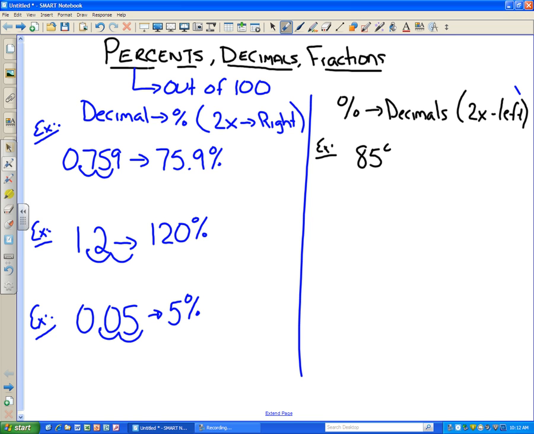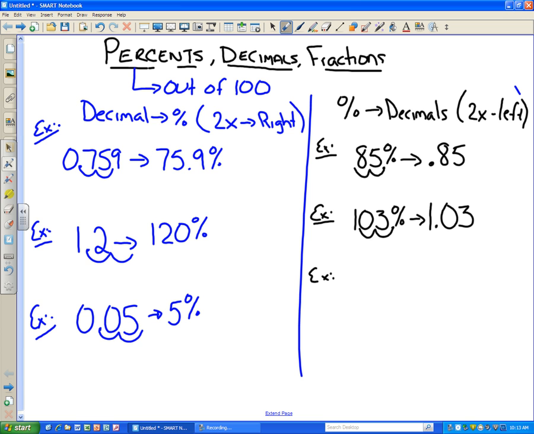So the percentage, 85%. The decimal comes at the end, so we move it 2 spots to the left, 85/100ths. So it's a percent that is less than 100%, so my decimal should be less than 1 whole. 103%. The decimal comes at the end, move it 2 spots to the left, 1.03. Since it's more than 100%, I should have a decimal that's more than 1 whole.